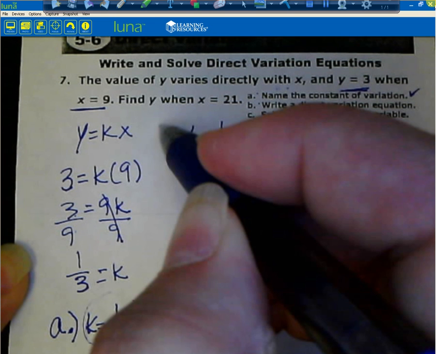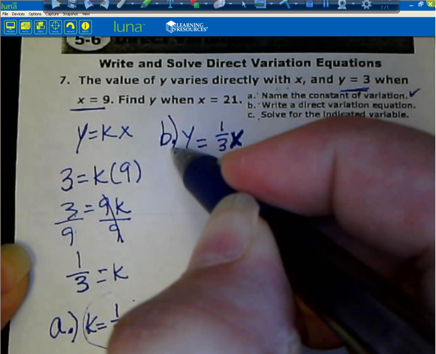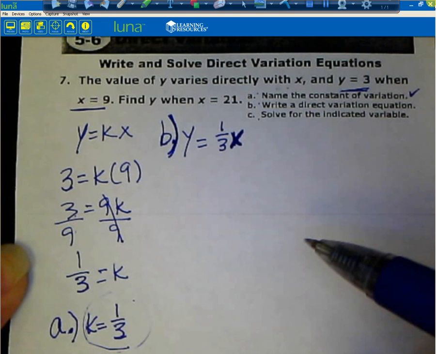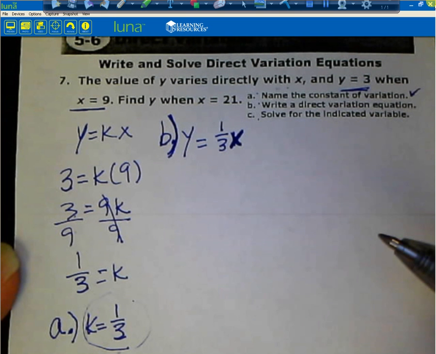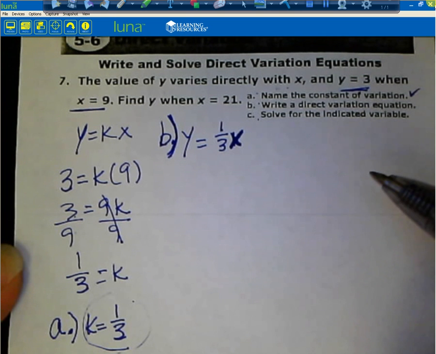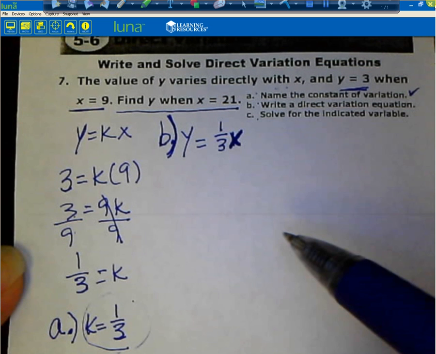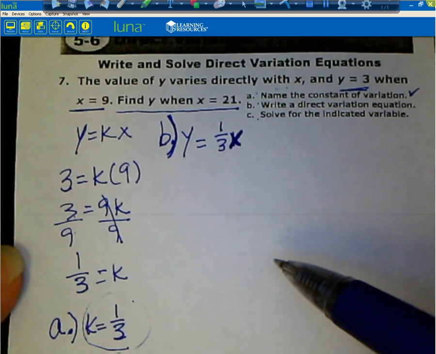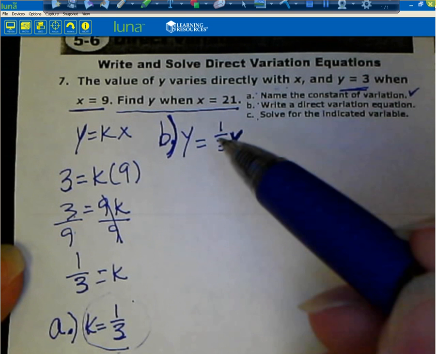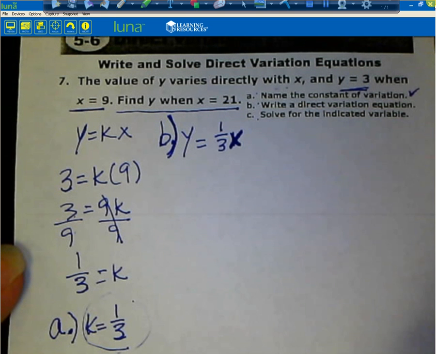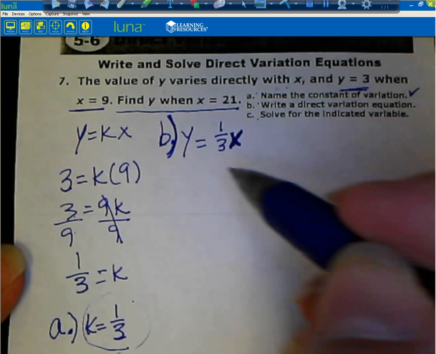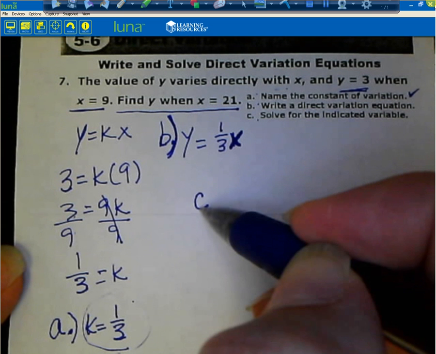So this is part B. y equals 1/3 x. Now, I have to solve for the indicated variable. What that means is that I come back up here to where it says find y when x equals 21. So they want me to plug that in to this direct variation equation and solve for y. So part C is to solve for y.